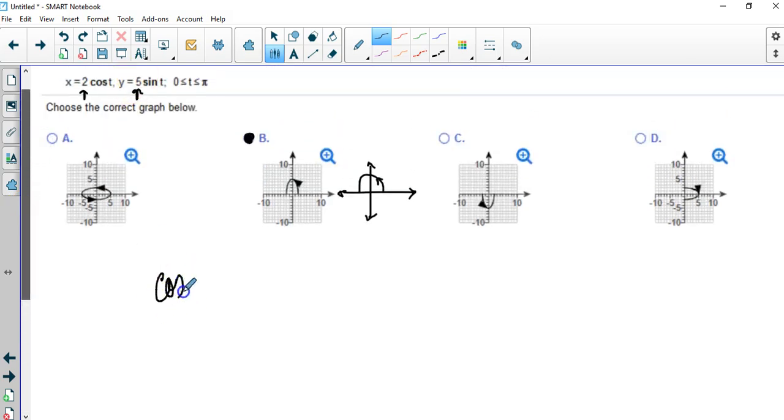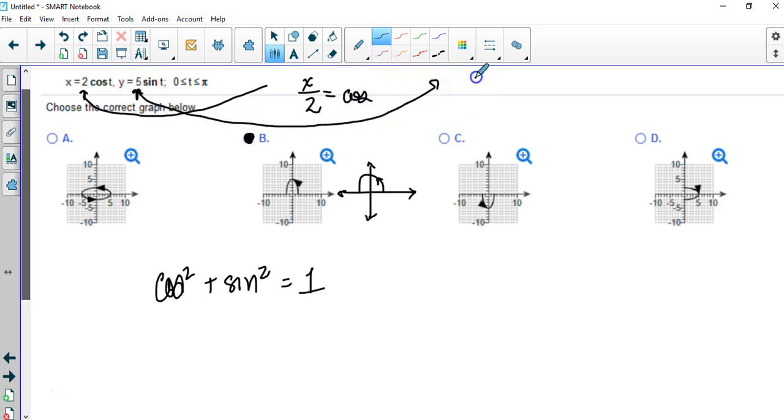I know that cosine squared plus sine squared is equal to 1, right? That's our big Pythagorean trig identity that we use a lot. Well, I don't quite have cos squared or sine squared, but if I divide by 2, I get x over 2 is equal to cos. And if I divide by 5, I have sine is equal to y over 5.